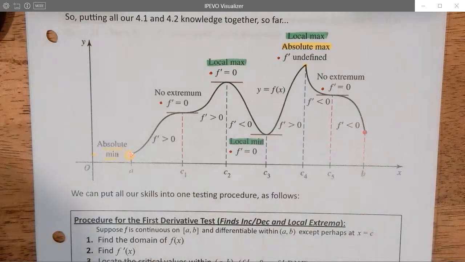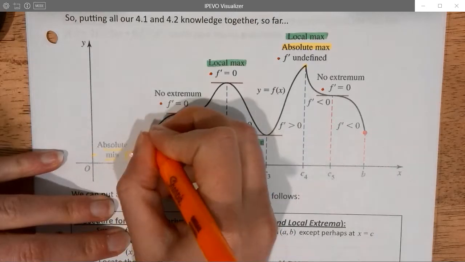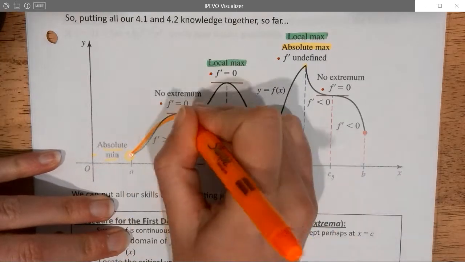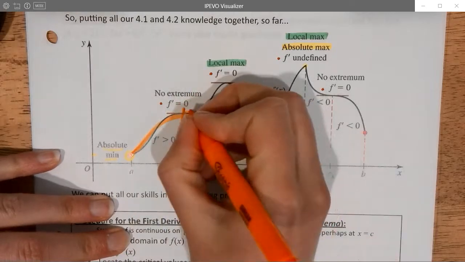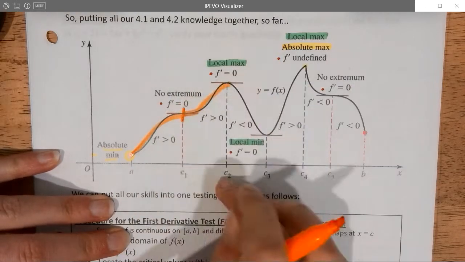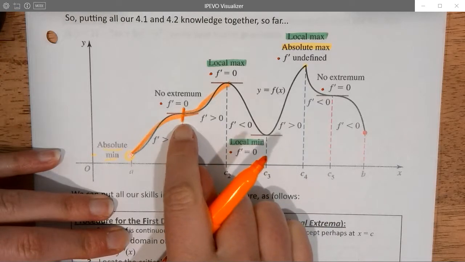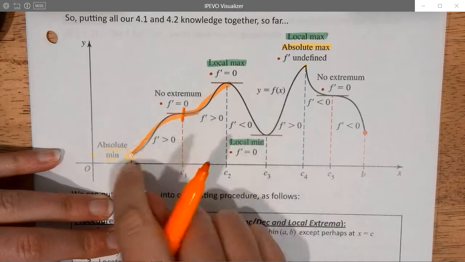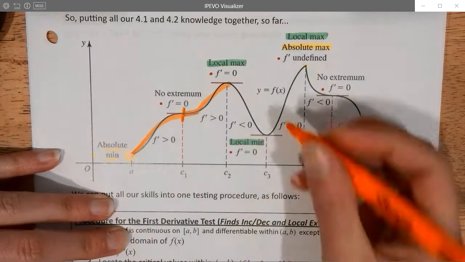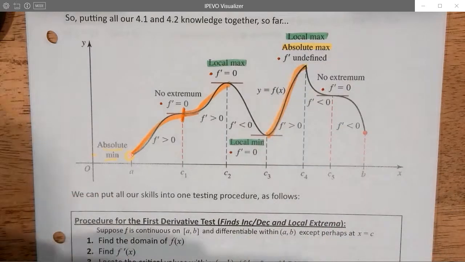The other things that we know and can now label are the intervals of increasing and decreasing. So this function is increasing, and you would have to separate this. This is increasing from A to C1, and then increasing again from C1 to C2. It is not increasing at C1 because at C1 the derivative is equal to 0. 0 is not a positive value. So this would be 2 separate intervals of increase. Then you have another interval of increase over here between C3 and C4.